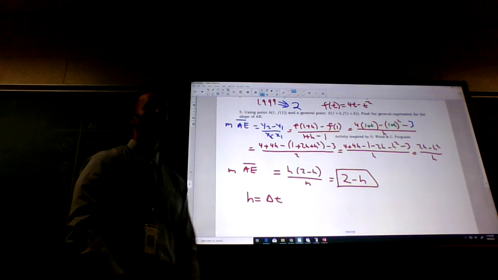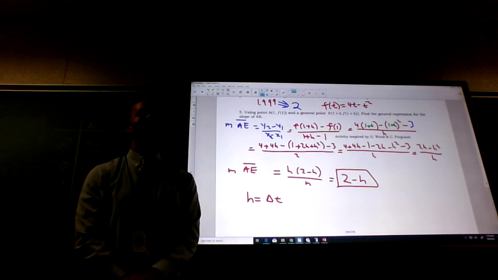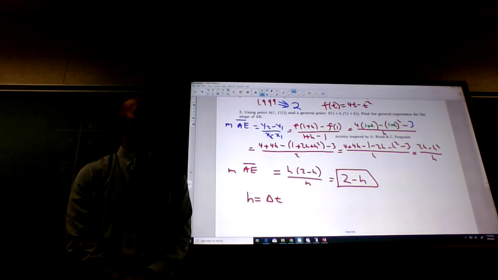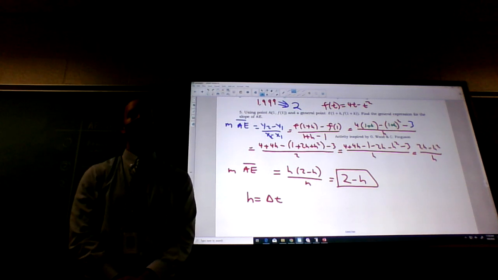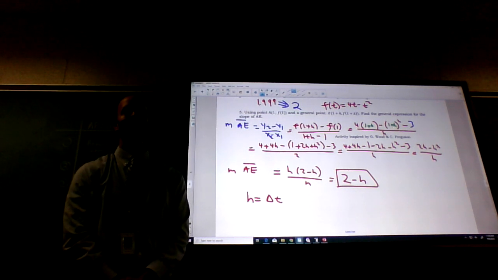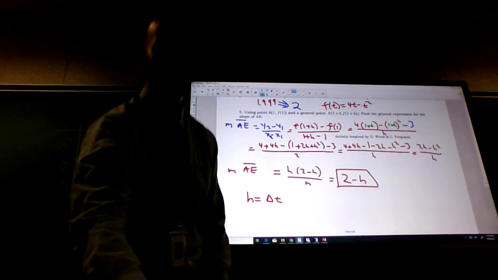Now notice, this problem became a lot more involved than the other ones. And it required me to do some calculation, some algebra, if you will. Okay, some algebra. Any questions on that one?